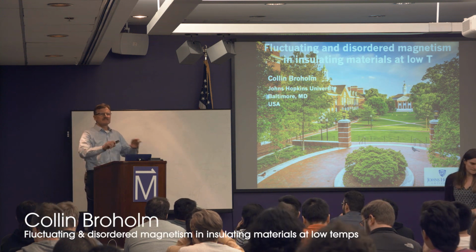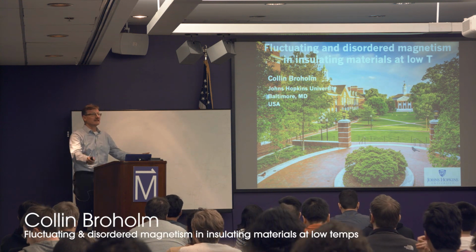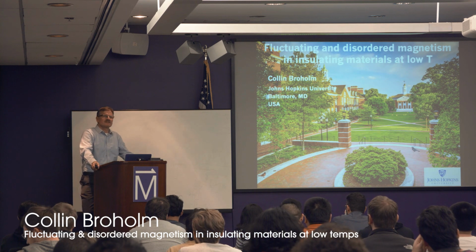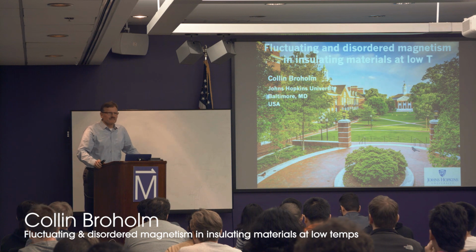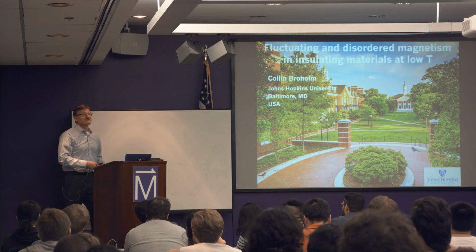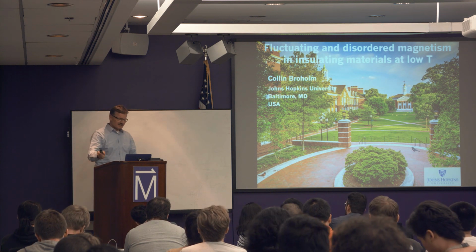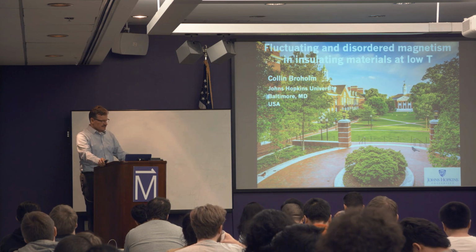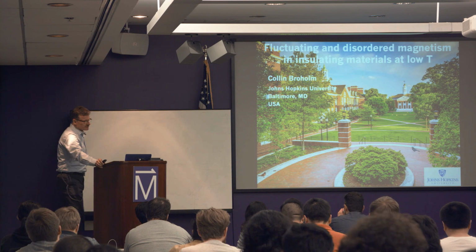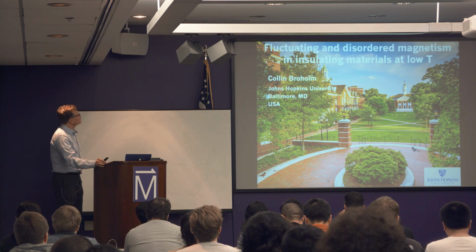I think this is a bit of a change in pace because I'm an experimentalist, and we're going to be talking a lot about a certain experimental technique, which is neutron scattering. I would like it to be interactive if possible, so just ask questions as we go along. The topic, as mentioned, is fluctuating and disordered magnetism in insulating materials.